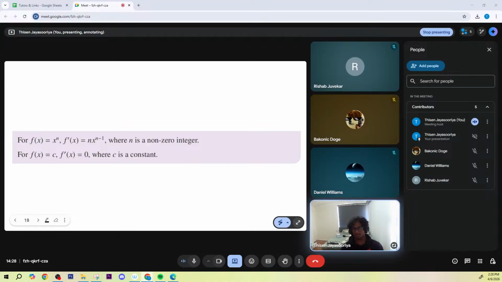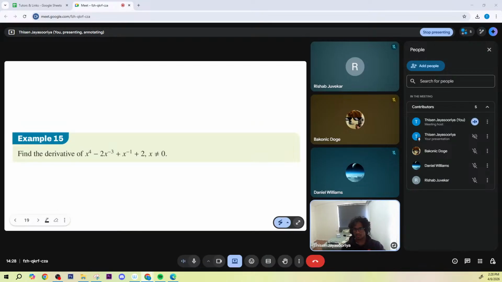So this is just restating the power rule, and how the power rule works for any non-zero integer. Basically, if this is x to the power of 0, the power rule doesn't work here. So anyway, we're going to apply that to negative powers. So here, I'll let Daniel tell me what the derivative of this function is.